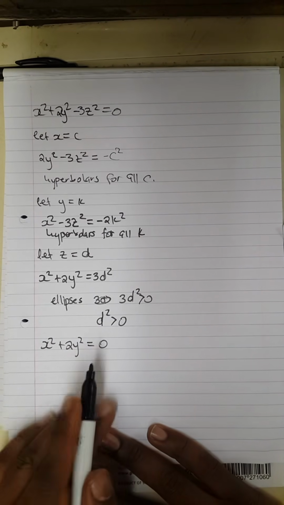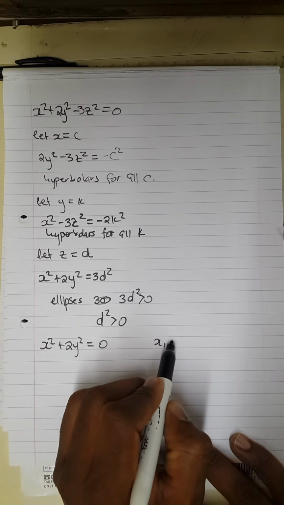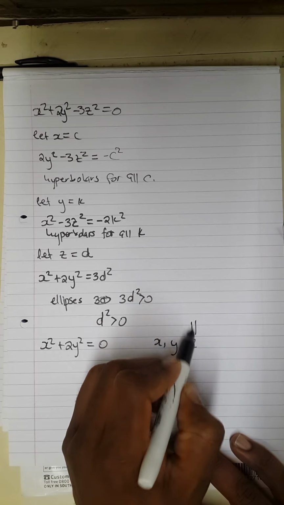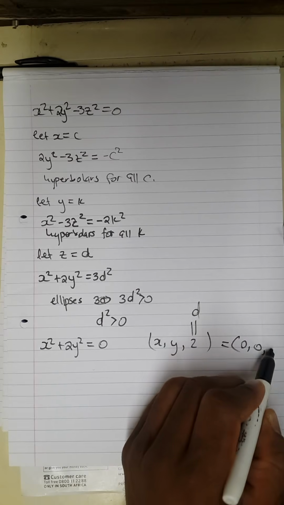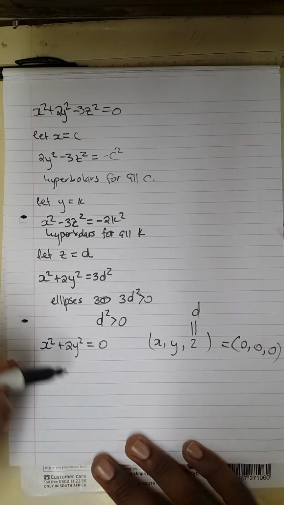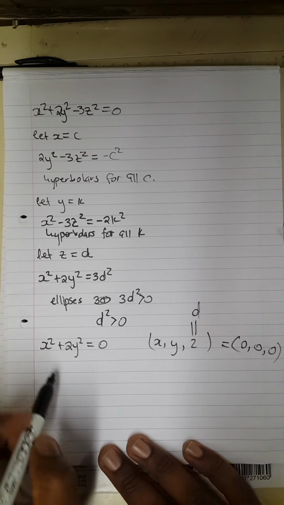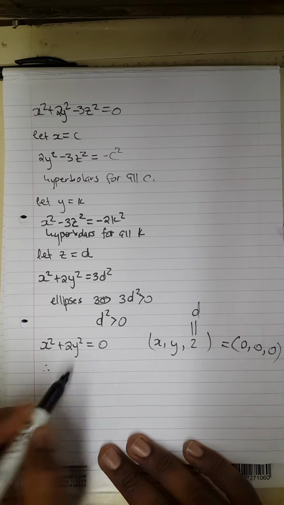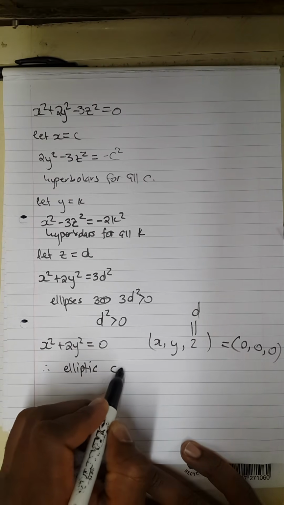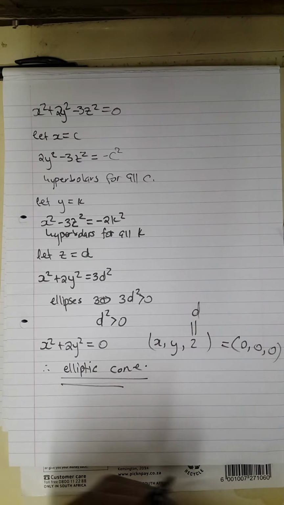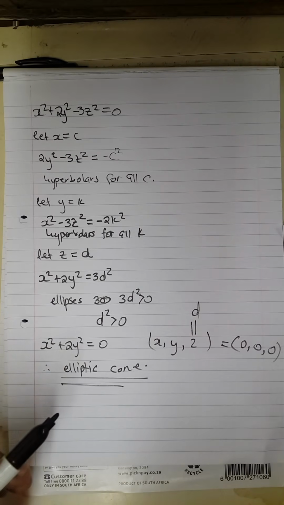Okay, the only case in which this can happen is when x, y, and z, where z is equal to d, are equal to 0, 0, 0. So that means that these things are at the origin. And therefore, because they meet at the origin, we say that this is an elliptic cone.